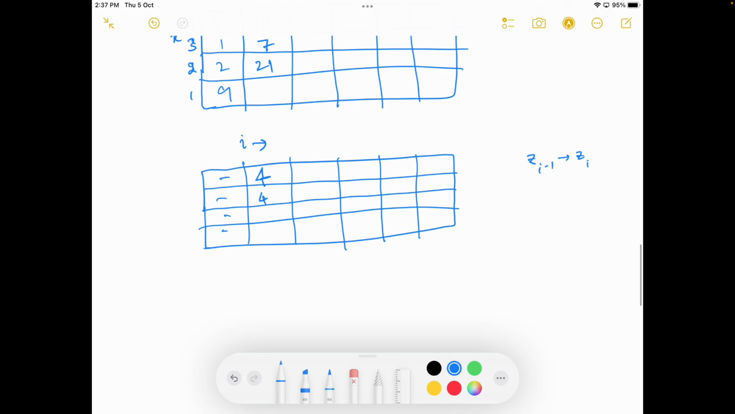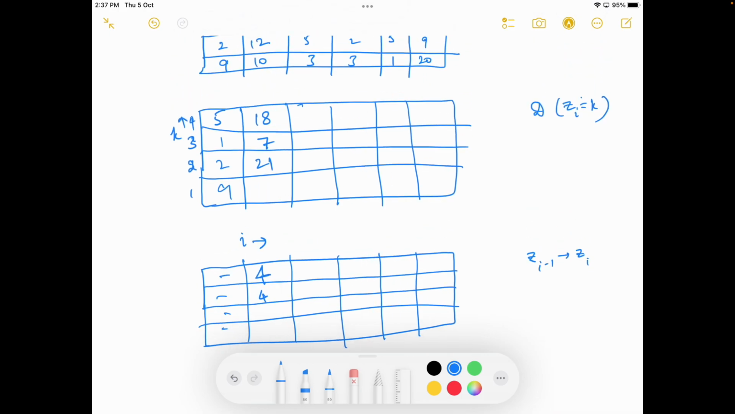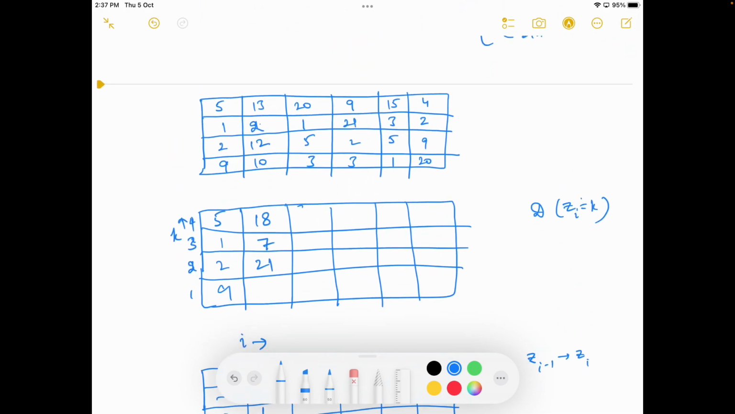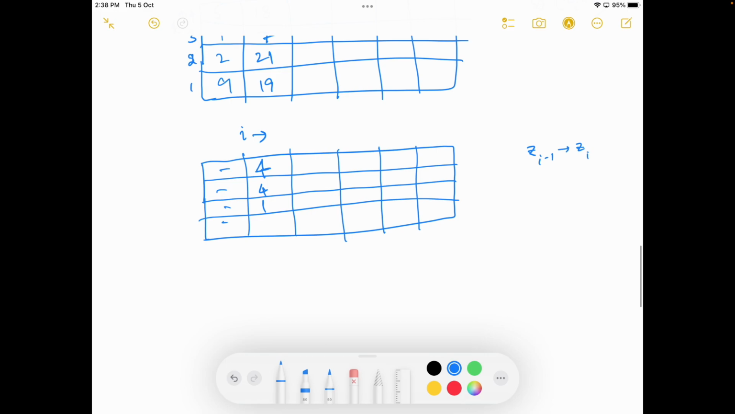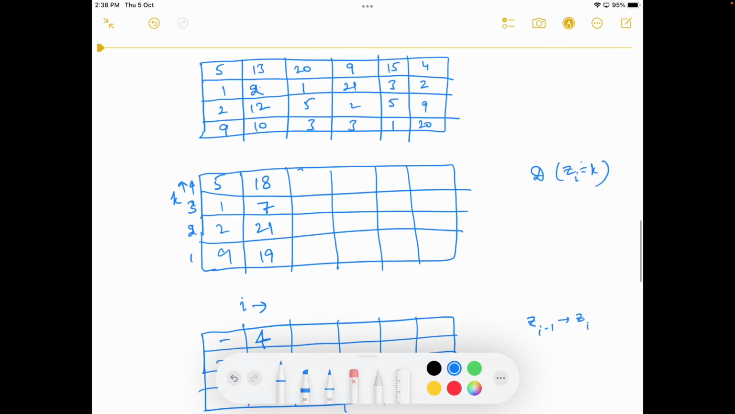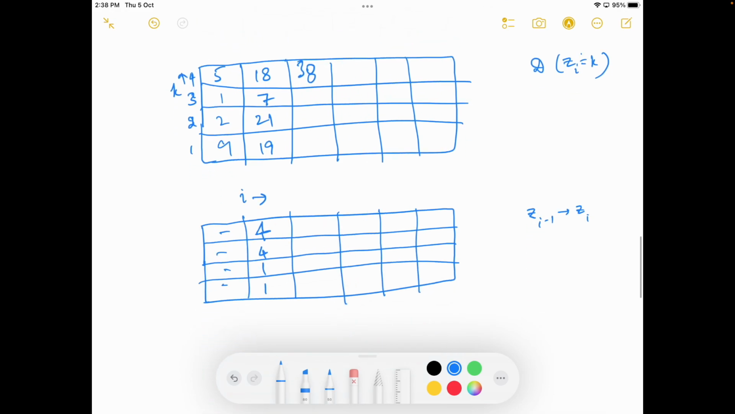And what is the previous link? 1. To reach this one, 9 and 1, 19. Score is 19. And the previous link is 1 only. Okay. Now to reach here, 20. So I go from 18 plus 20. So 38 is my cumulative score. 38. And previous link is 4.